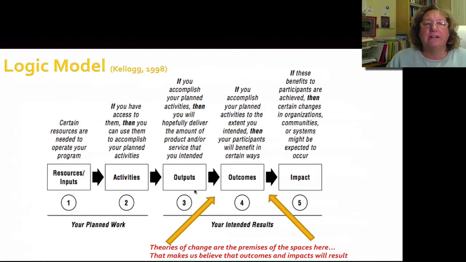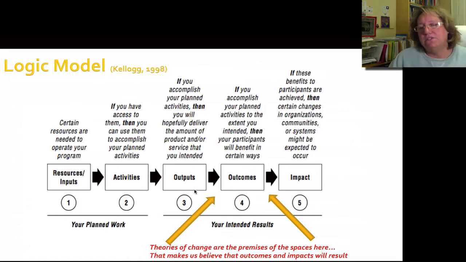The gold arrows highlight your thinking that makes you believe that if we deliver all this education, then people will lead healthier lives. What is it that explains the transition from outputs to outcomes? And additionally, what are the theories of change? What is the reason that you believe that those outcomes will lead to those impacts?